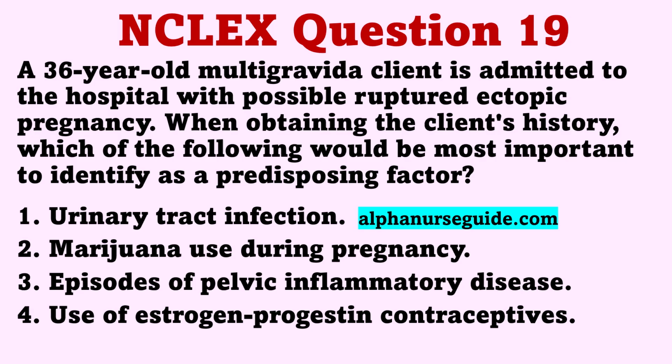The correct answer is 3. Anything that causes a narrowing or constriction in the fallopian tubes, so that a fertilized ovum cannot be properly transported to the uterus for implantation, predisposes an ectopic pregnancy. Pelvic inflammatory disease is the most common cause of constricted or narrow tubes. Developmental defects are other possible causes.